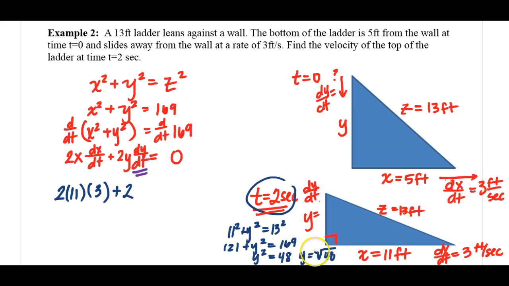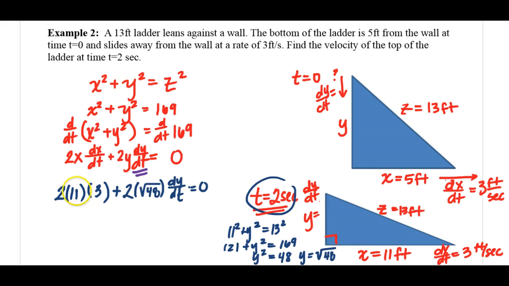Of course, it would be plus or minus, but I need it to be the positive version. It's a distance. So let's go ahead and plug the square root of 48 in right here for y. And then dy/dt equals 0. Oops, that's an x. That should be a t. So I'm solving for dy/dt.